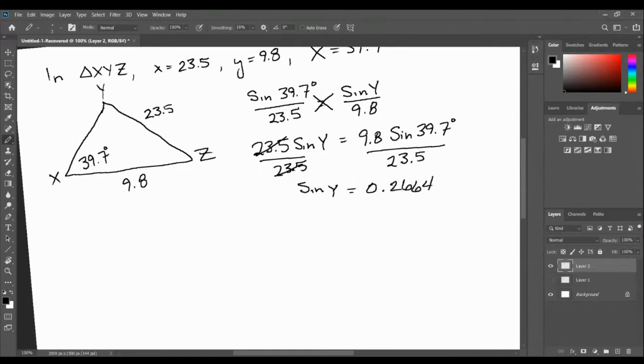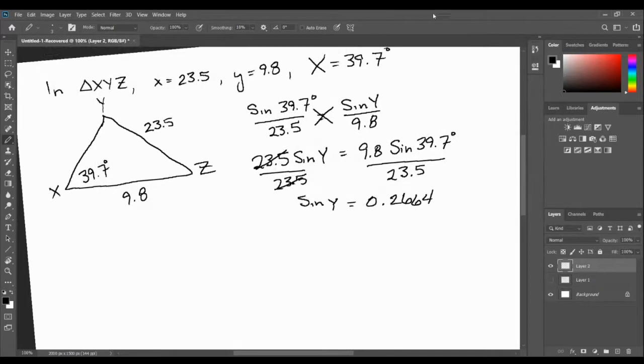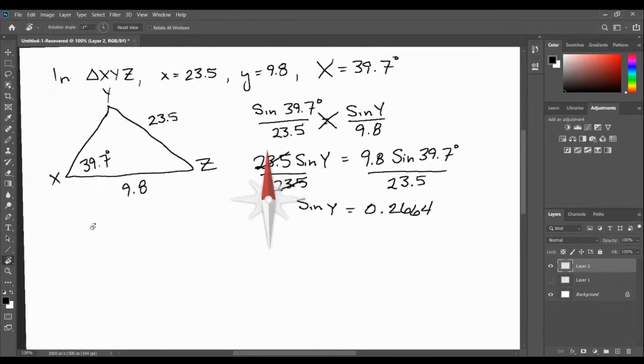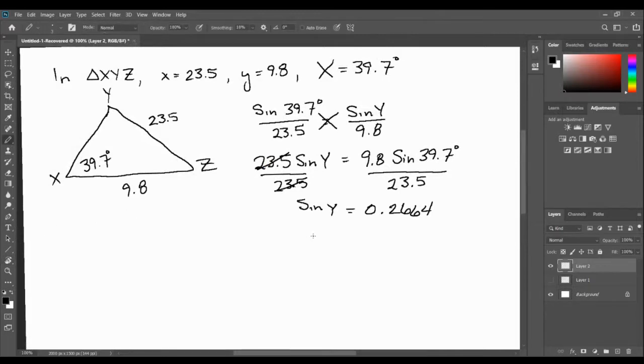Should we have our calculators set to radians or degrees on this? Notice that we're given 39.7 degrees, and when that's the case, you want it in degrees. Okay, I just want to confirm. Yeah. If you see the degree symbol, then make sure you're in degrees.